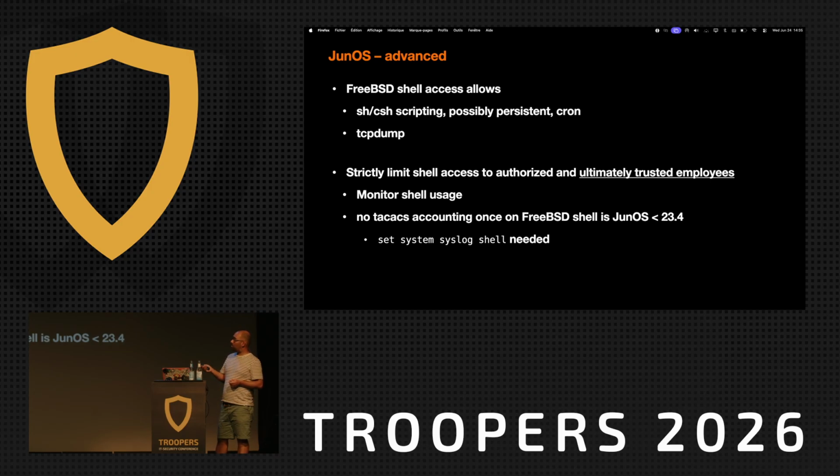And once you are on the FreeBSD shell of the router, one thing that I'm particularly annoyed about is that there is no more TACACS accounting. So TACACS is a AAA protocol that is widely used on router equipment. And once you are on the FreeBSD shell, there is no more accounting. So the operations team, the SOC, cannot see what you are doing. And this was changed only very recently with JunOS 23.4. And you have to add a specific configuration. If you are handling Juniper routers, please do that, to enable shell commands to be logged as accounting.